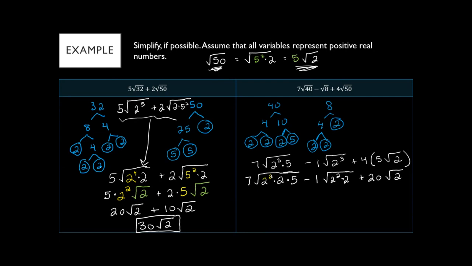Now, everything with an even exponent, I can take the square root of, which means that I'm dividing the exponent by 2. So that's going to give me 2, and then 2 squared is going to come out as 2 when it's outside the square root. Then I have minus 1 times 2 squared, again, becomes a 2 when it comes outside. And then I've got square root of 2. And then I've got 20 times the square root of 2.